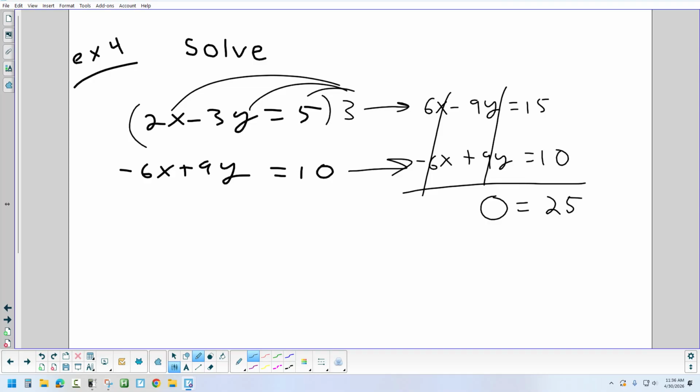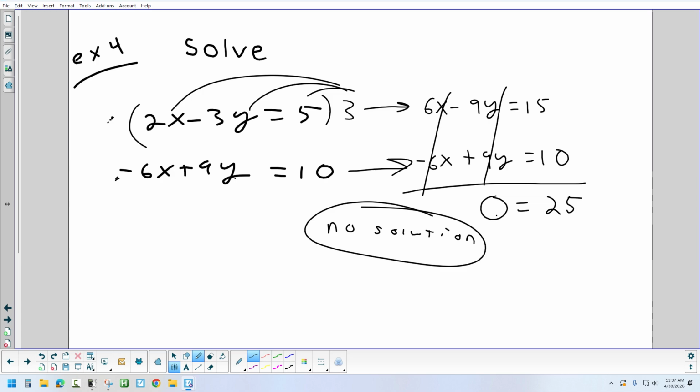Okay, when all your letters cancel out and you don't have any left, that's a special situation. It's either no solution or infinite solutions. Which one do you think that is? No solution. Because that is not true. 0 does not equal 25. That means no solution. So if you were to draw both of these lines on the calculator, how would they look? They would be parallel. To draw them, you'd have to get y by itself, but we could do that, plug it all in, and they would look like parallel lines.